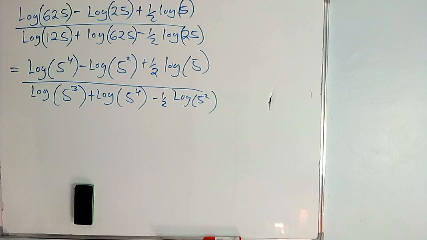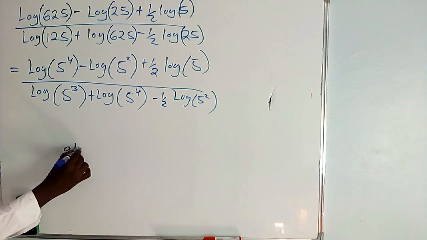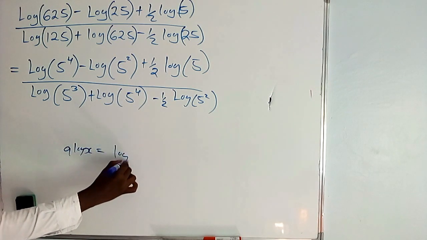The next step is to get rid of the coefficient, because for us to simplify it means we are going to remove the logs, isn't it? So for us to remove the logs, we must not have the coefficients. So the coefficients of logs are the powers. Coefficients of the logs are the power.